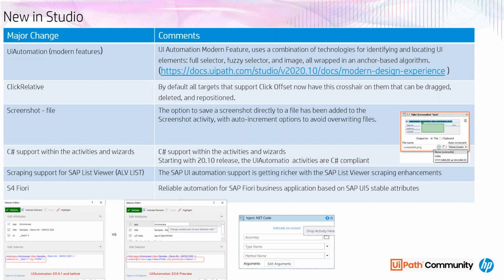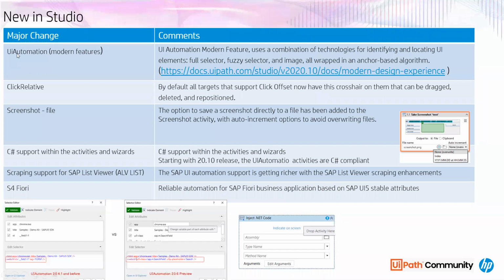Certain things you can see, like click relative, have changed. So in these areas, click relative, how it is reacting, whenever you upgrade to UI automation with modern features, do evaluate it, because there will be some differences. There is a new component, like the screenshot file, where we have more control today, where we can do override, auto increment, all this is available today. As I said, C# support is now available as inline support in C#.